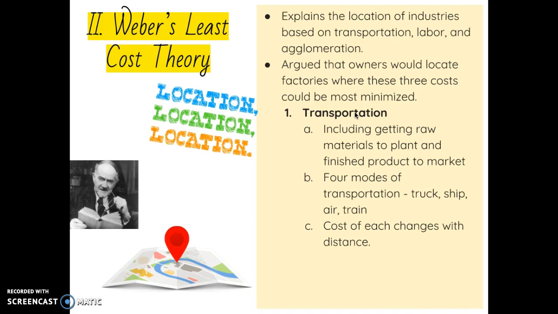But let's start off by saying this. Weber argued that owners are going to locate their factories where these three costs could be minimized. So first is transportation. Okay, so there are 4 modes of transportation, which we talked about: truck, train, ship, and airplane.